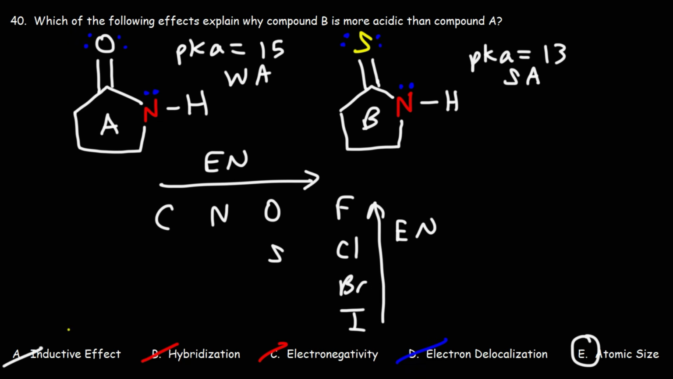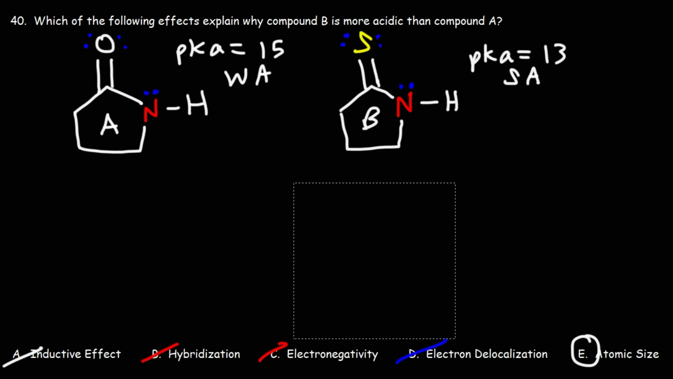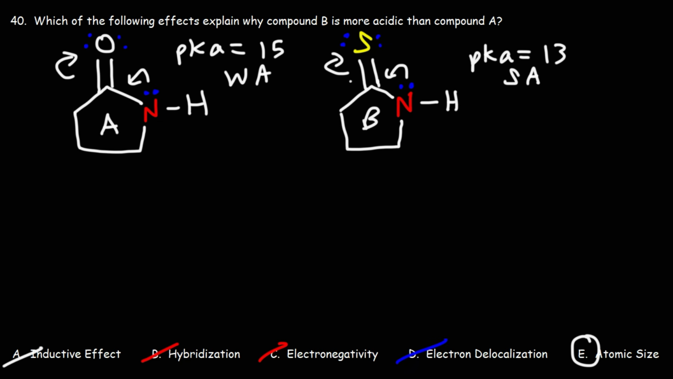Sulfur is significantly larger than oxygen. Because sulfur is bigger, it has more room to stabilize the negative charge. So even though the electron delocalization is present in both of these compounds, sulfur is bigger than oxygen. So here's oxygen with the negative charge. And let's say oxygen takes up this amount of space.